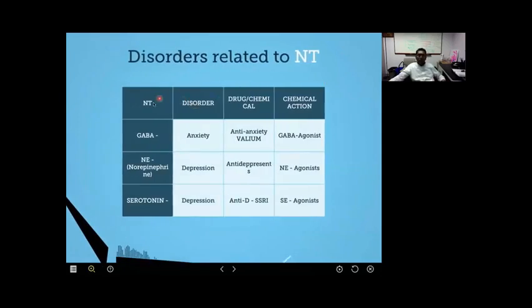If you look at this table, the first column is about neurotransmitters. So the first one is GABA, norepinephrine, serotonin, and the second column is the disorder associated with this specific neurotransmitter. The third one is the commonly used chemical or the drug for that particular condition. And the last one is the way the chemical acts on the nervous system.